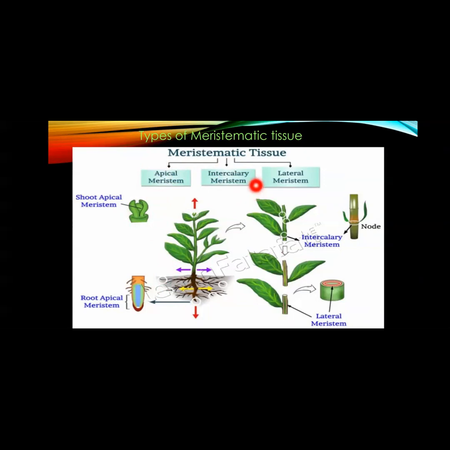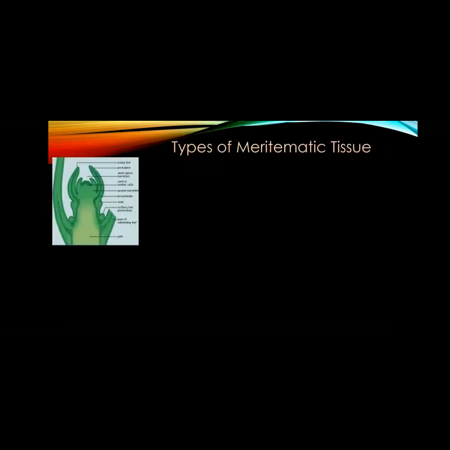Second is the intercalary meristem. Intercalary is the space at the nodal region where the leaves grow. So the meristematic tissue present at the node region is known as intercalary meristem. And the third one is lateral meristem. Lateral meristem is present on the lateral sides of the stem. We are also going to study each of these types in detail and look at their functions.